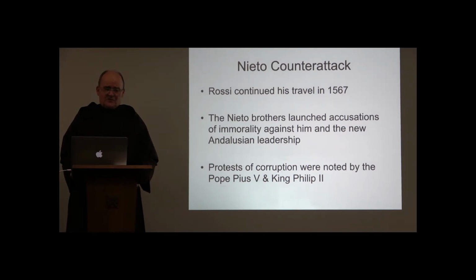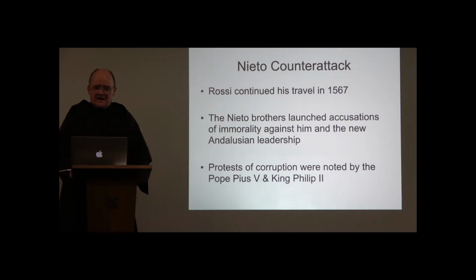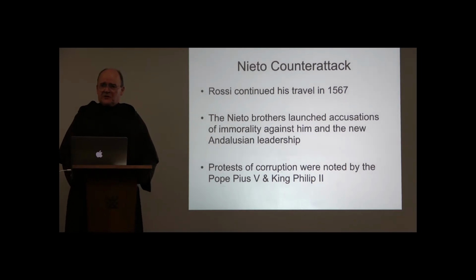The best way of doing that is to use their contacts in the royal court to complain about Rossi and some of the Andalusian friars who replaced them, and tell both the king and the pope that these were corrupt religious who had unseated them unfairly, and therefore they should be returned to power.